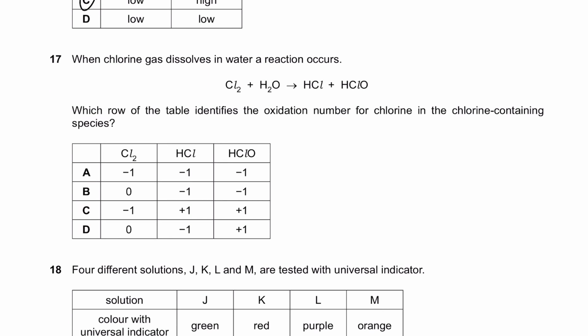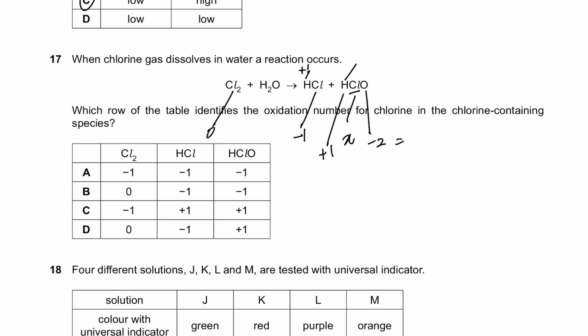When chlorine gas dissolves, it's asking about the oxidation state. Chlorine in its pure elemental form has an oxidation state of 0. In HCl, H is +1. Here, group 7 in a compound would be -1, so here it's -1. Here you have to find it. Let's call this X. Hydrogen is +1 and oxygen is -2.